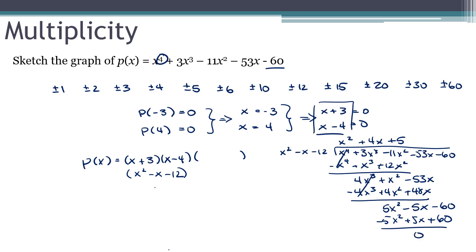We came out even. Right, so then my factored version is going to be x plus 3 times x minus 4 times x squared plus 4x plus 5. Okay, so we're down to a quadratic polynomial there to factor for the very last part.